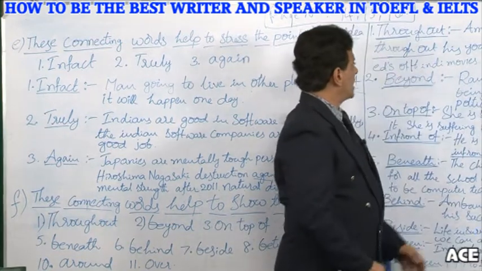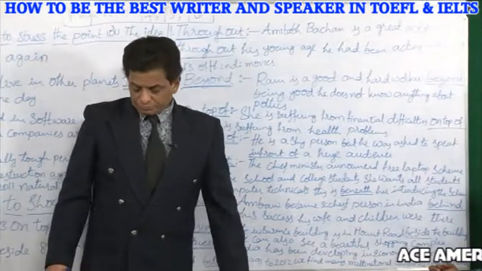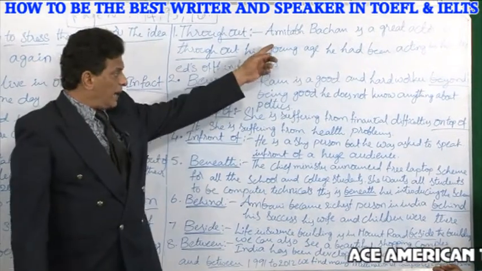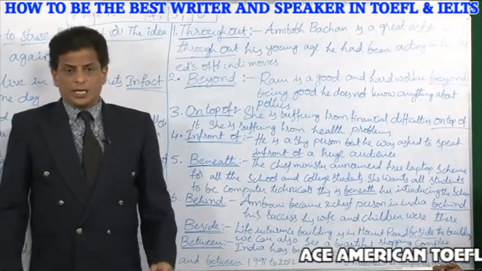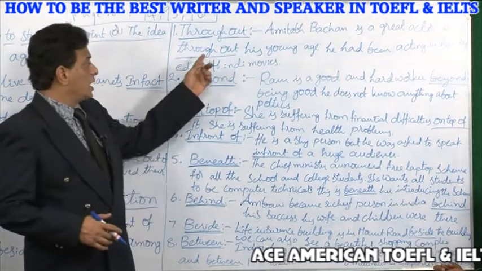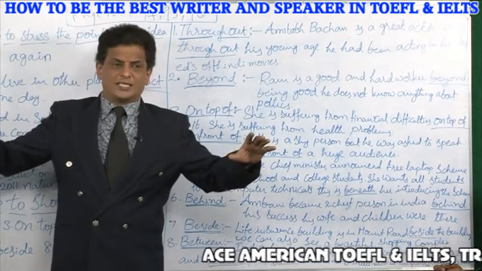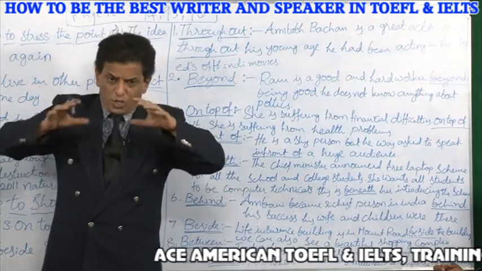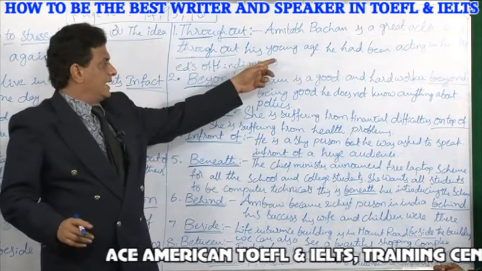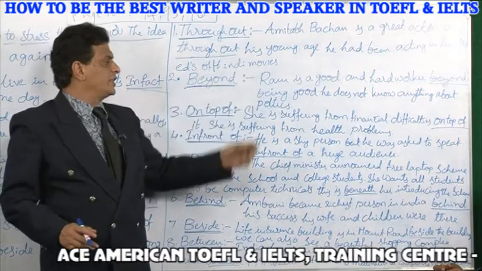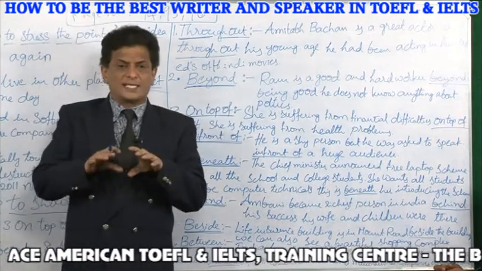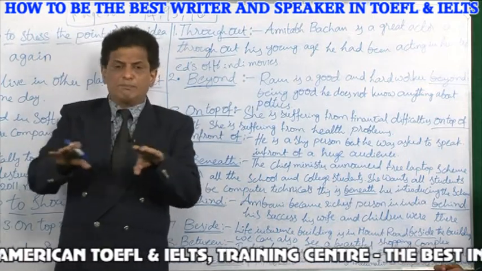See, how do you start with throughout? It's a location. Amitabh Bachchan is a great actor, and throughout his young age, the time location, he had been acting in hundreds of Hindi movies. So throughout shows the location, the time period, completely.